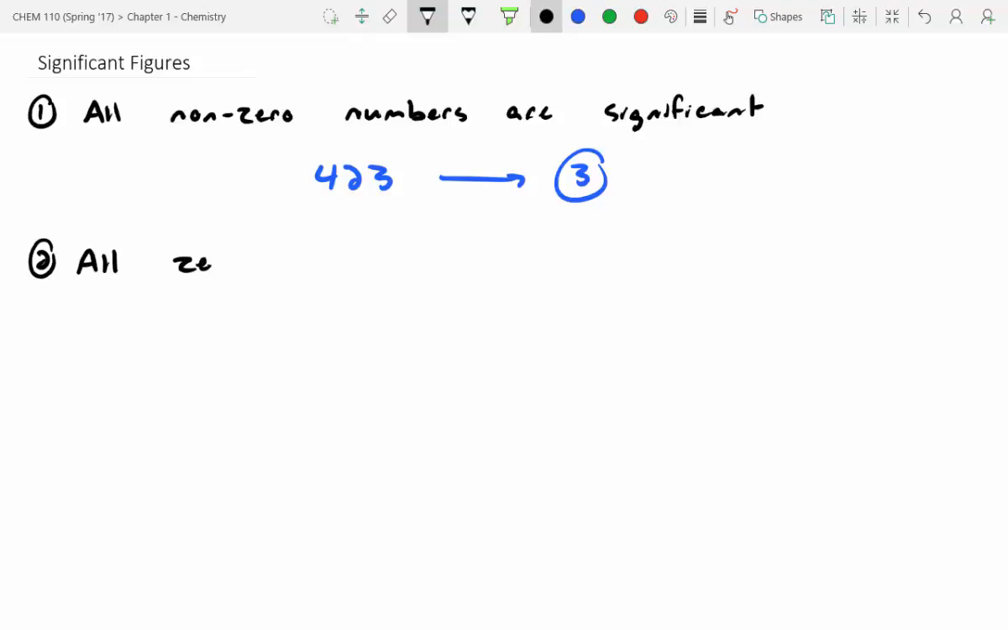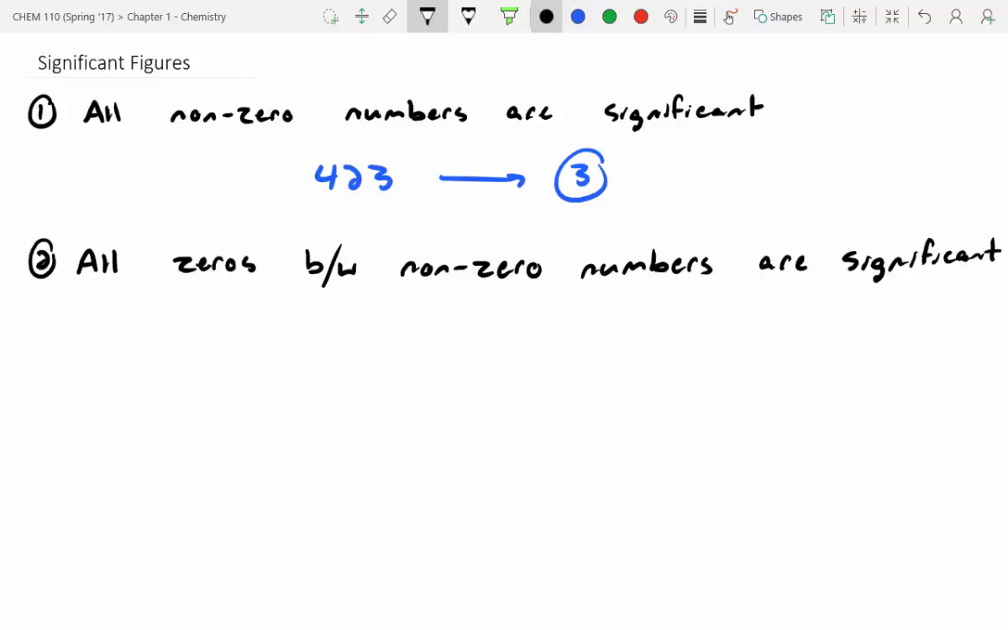Second one is all zeros between non-zero numbers are significant. And again, I'll show you an example. Let's say we have 103. How many significant figures are there? 3, because the 0 is between 2 non-zero numbers. We still count it, right? So in this case, there's 3.